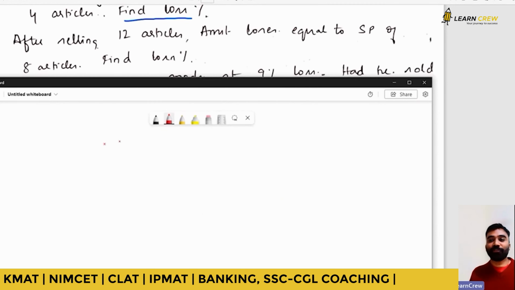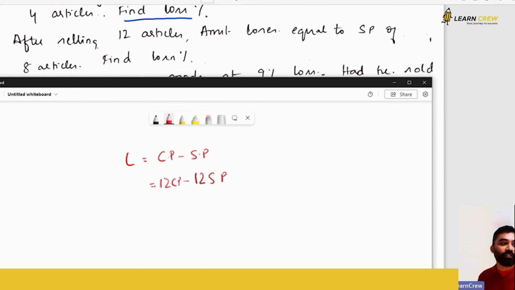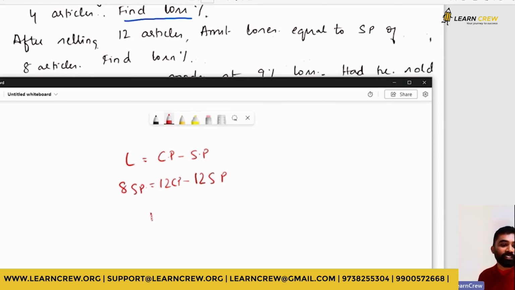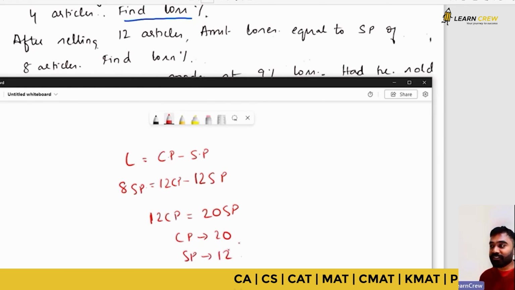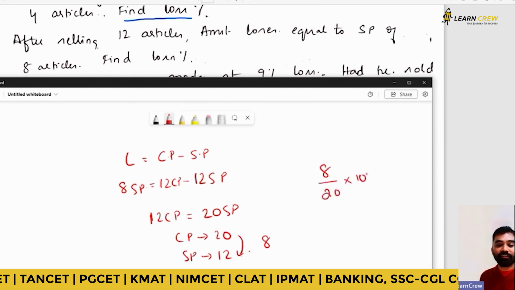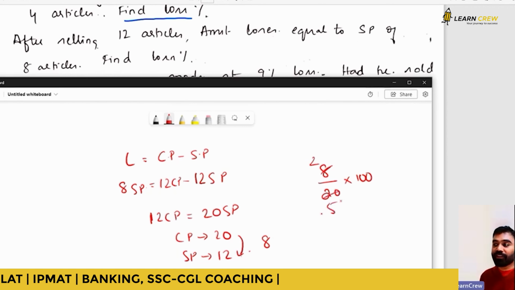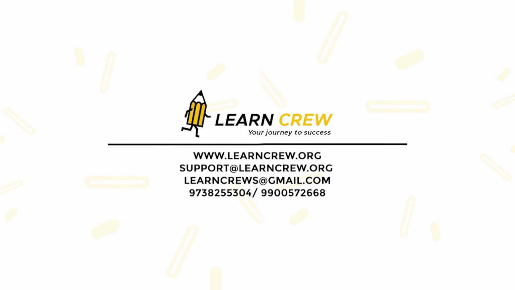Yes, 13th answer. They're asking you to find loss or profit. Loss. What is the formula for loss? After selling how many articles? 12. So how many cost? 12. Clear? Loss of 8 SP. Okay. Now 8 SP is loss. Now what's the equation? 12 CP equal to 20, CP is 20, SP is 12. All clear till here? Okay. Now what's the loss? 8. 8 divided by 20 into 100 becomes 2 by 5. What is 1 by 5? 20. What's 2 by 5? 40%.